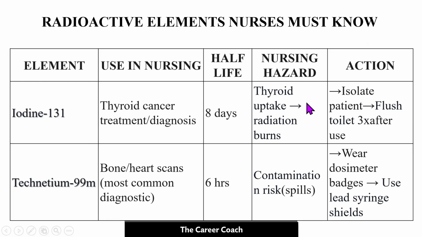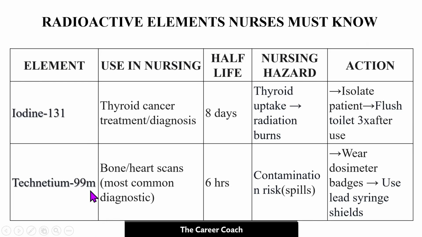So nurses must be aware. Action: isolate patients. Flush the toilet 3 times after use. Patients who have been exposed to iodine 131, after they use the toilet, encourage them to flush 3 times. This is in order to prevent the risk of contact to other patients.